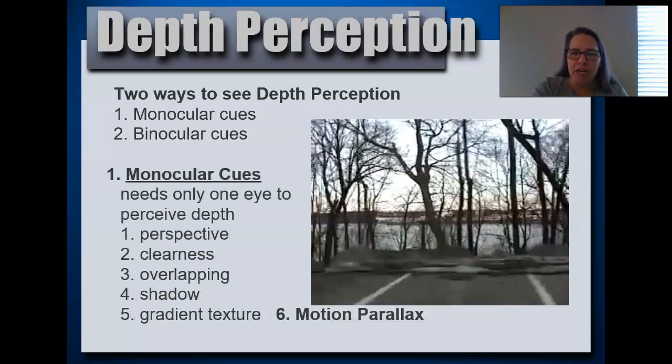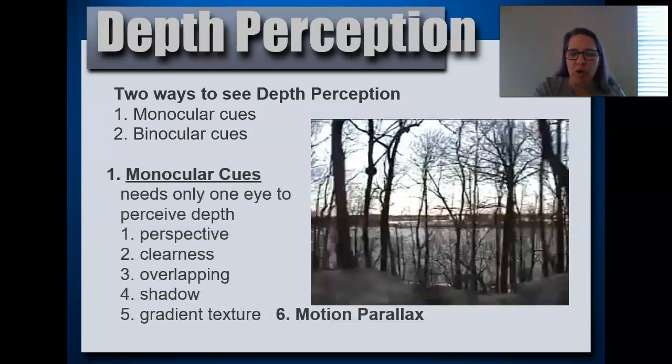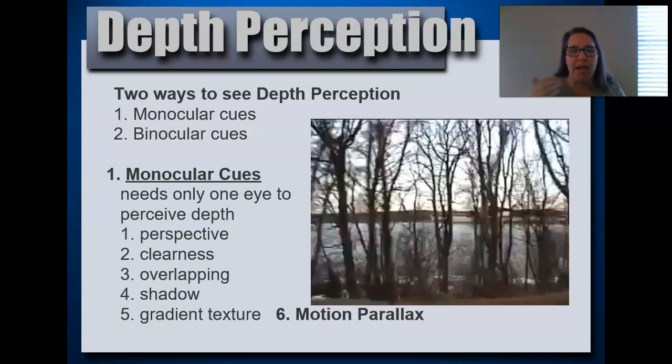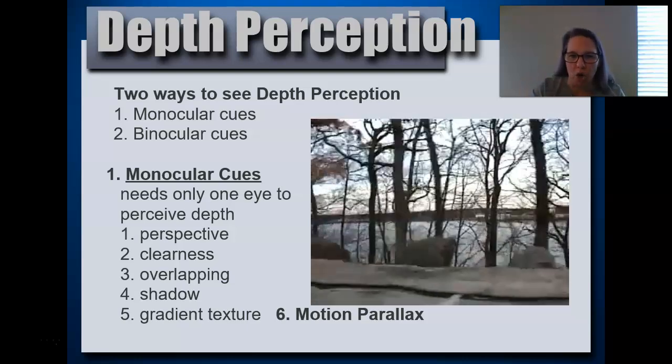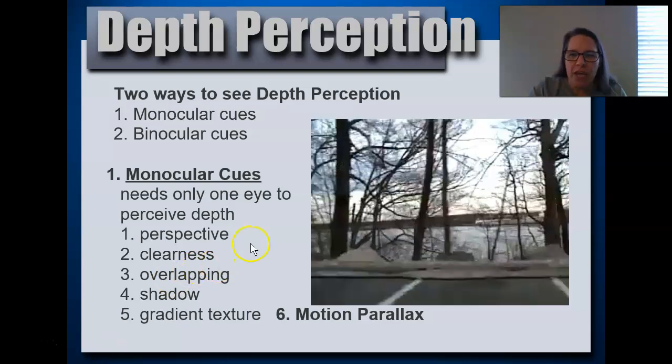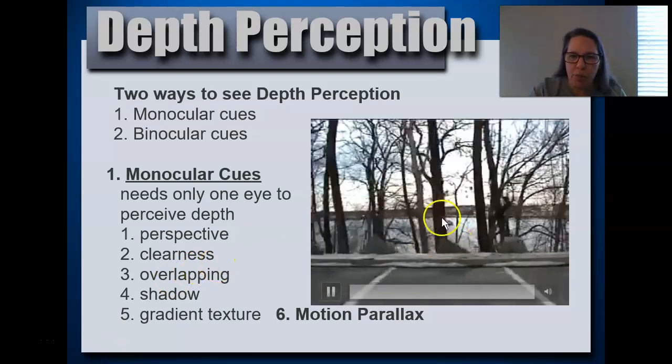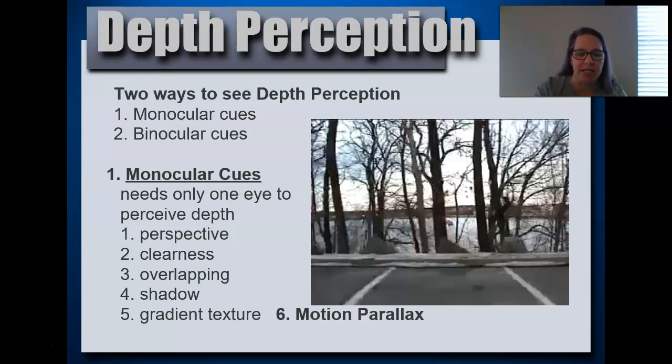Okay, and the last one is motion parallax. If you've ever been on a road trip and looked out your window, this looks super close to us and it looks like it's going quickly, and the thing all the way in the back, on the other side of this river, looks like it's not going as quickly. So again, that's giving us that idea of depth perception.